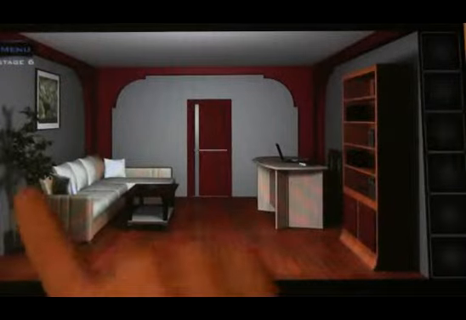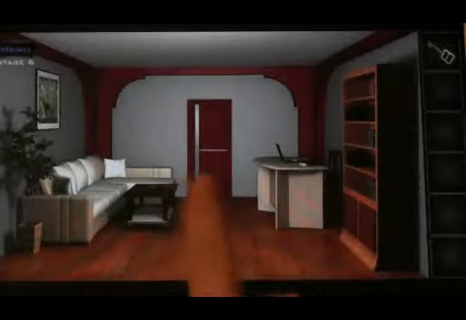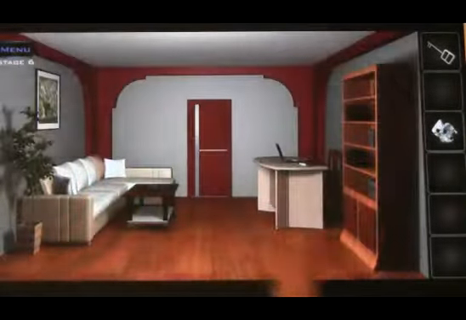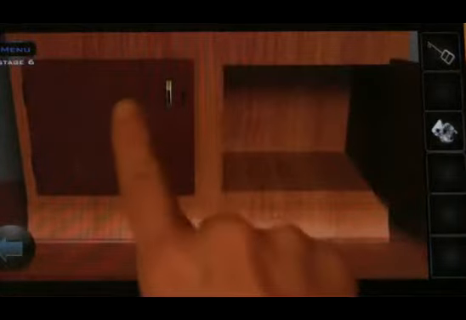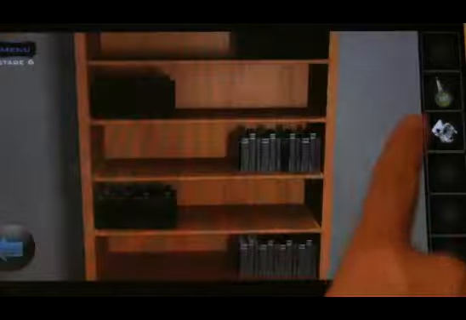All right, let's try the plants. Check under the cushions. There's always some under the cushions. And table over here. It's locked, but we have a key. And we have that. And whatever that is. Interesting. Okay. Not yet.